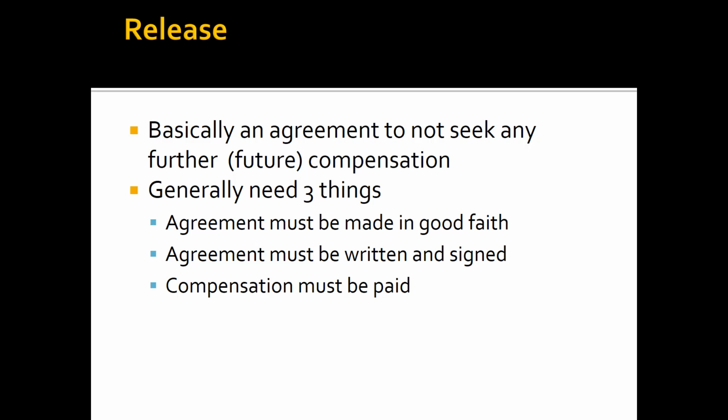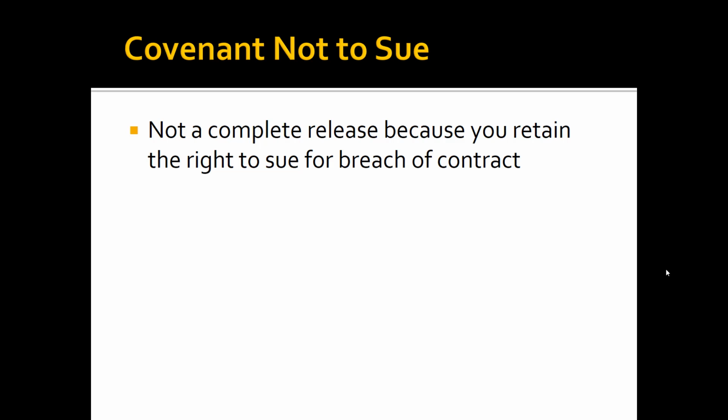What's a release? A release is an agreement not to seek any future compensation. So you can have releases from lawsuits. You can have releases from debts owed. Generally, they have to be made in good faith. Releases have to be written. They have to be signed, and the compensation has to be paid in order for them to be effective. A big one here, of course, is a covenant not to sue.